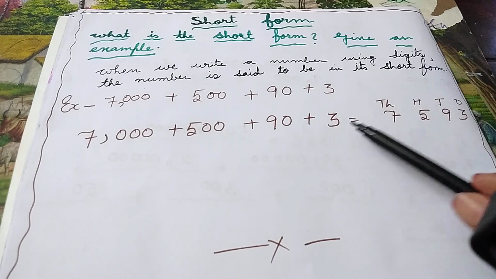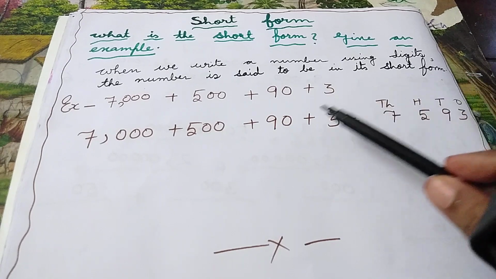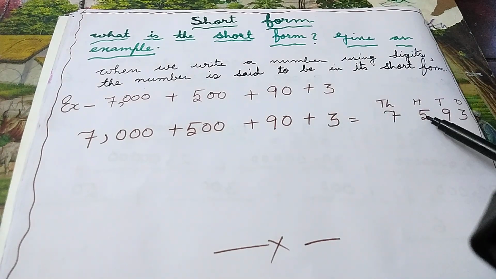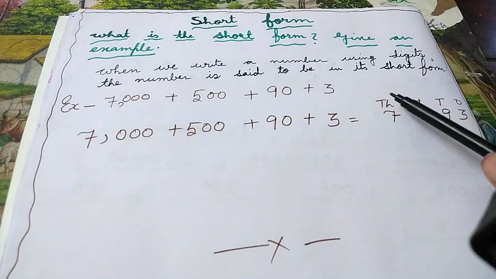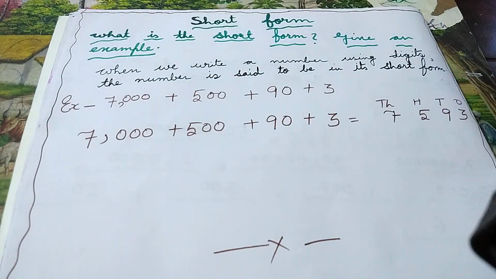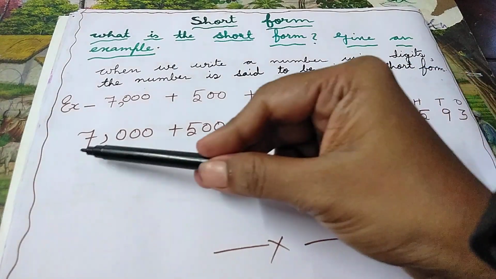3 ones are 3. 9 tens equal to 90. 500 equal to 500. 7,000 equal to 7,000. See, children, this is the short form of this.